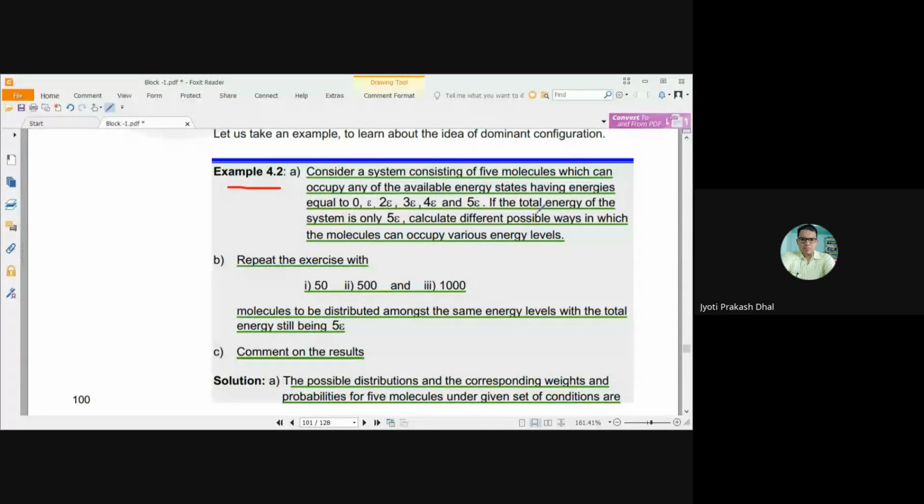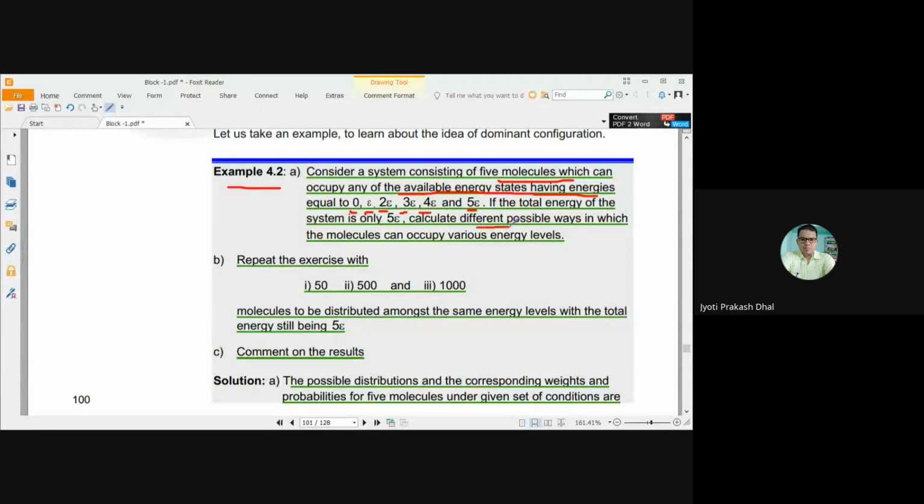Consider a system consisting of 5 molecules, which can occupy any of the available energy states having energies 0, epsilon, 2 epsilon, 3 epsilon, 4 epsilon, 5 epsilon. So among the 6 energy levels, we have to put 5 molecules, so that the total energy of the system should be 5 epsilon.